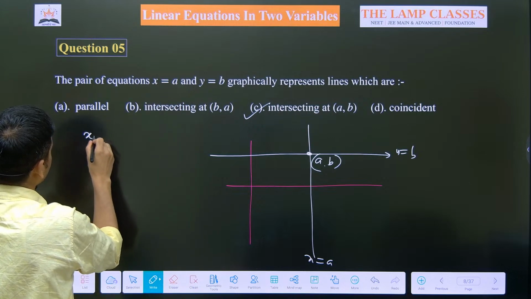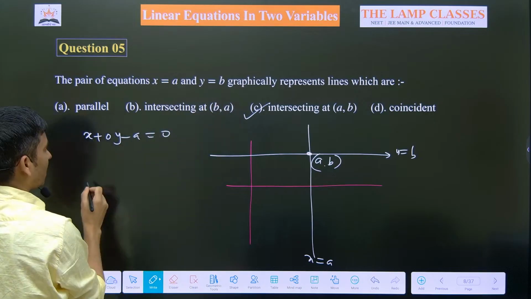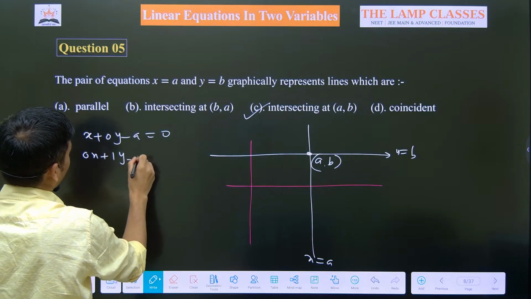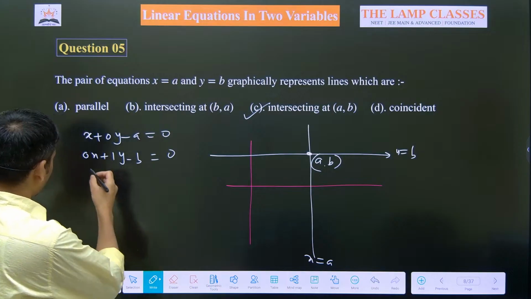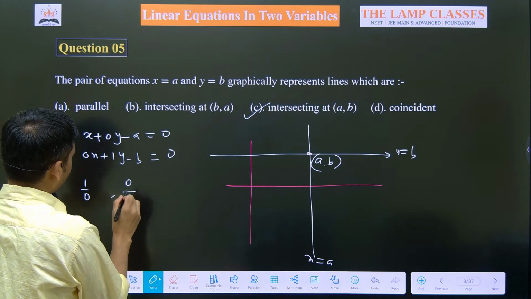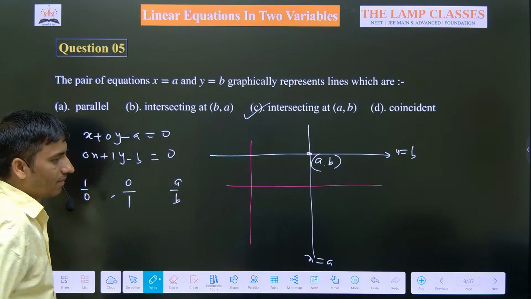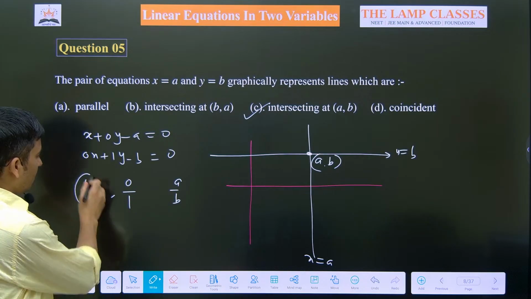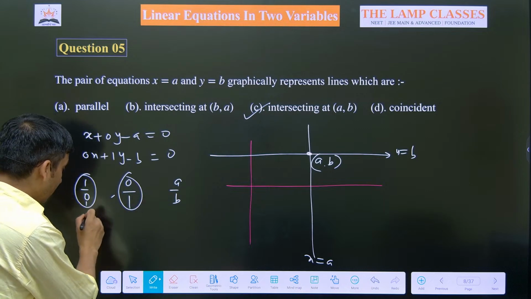So you can write it as x plus 0y minus a is equal to 0, right? The other one can be written as 0x plus 1y minus b equal to 0. If I check a1 upon a2, b1 upon b2 and c1 upon c2 concept, then you have 1 upon 0, 0 upon 1, and then we have a upon b, right? What can we say about it? This is not defined, right? This is anyway undefined and this is 0. So obviously they cannot be equal, and that must be enough, right?